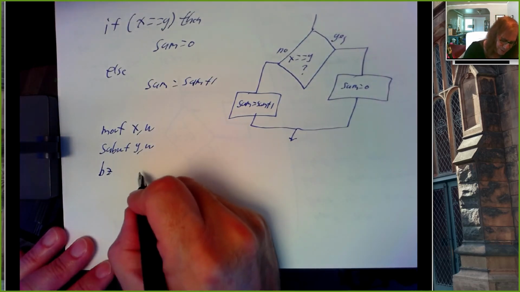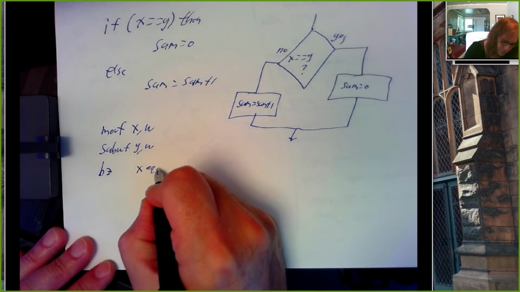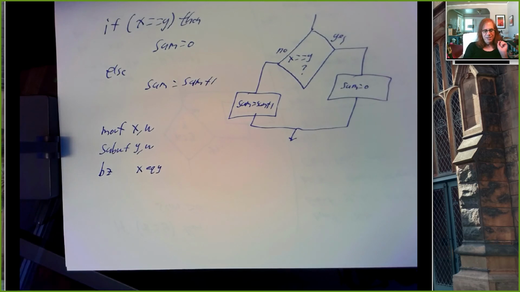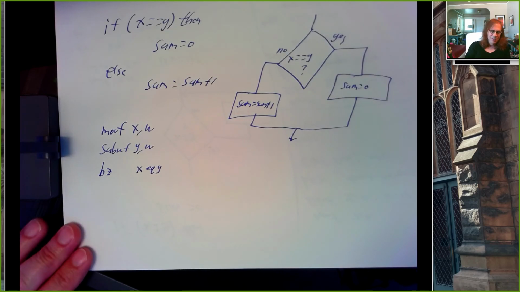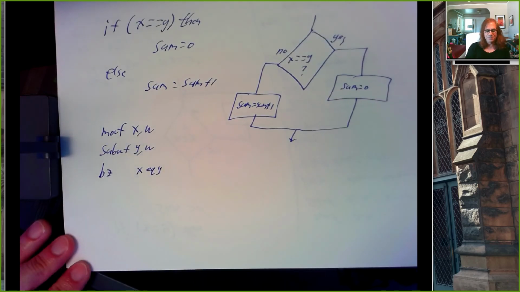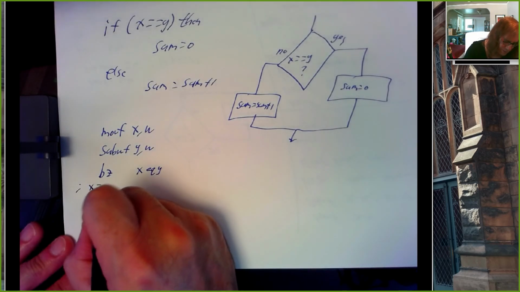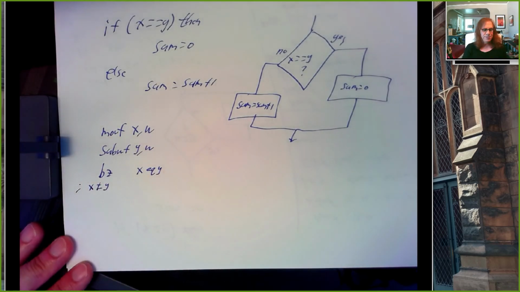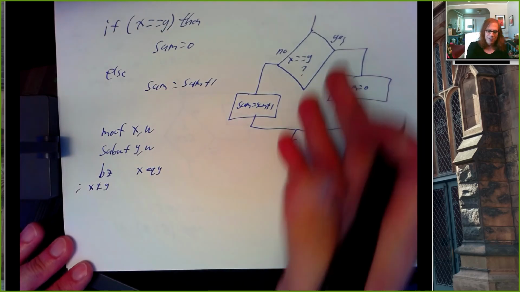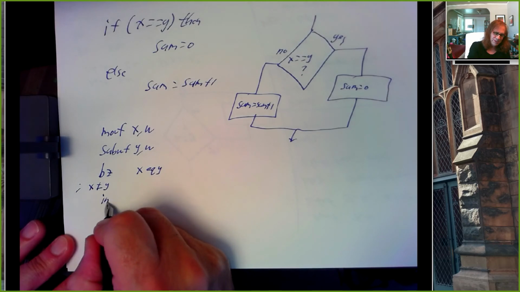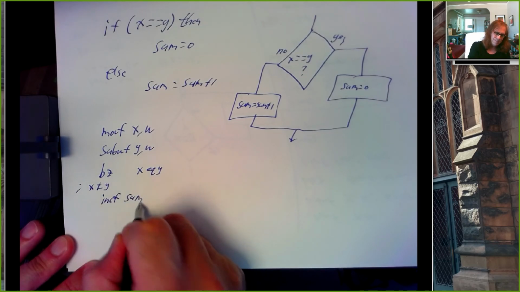Branch if 0, x equals y. If we don't branch, what does that mean? It means x is not equal to y. It means this subtraction was not 0. So this is a really good place for a comment, like x is not equal to y. Well, if x is not equal to y, what do I want to do? I want to increment sum. So I'm just going to say increment file register sum.